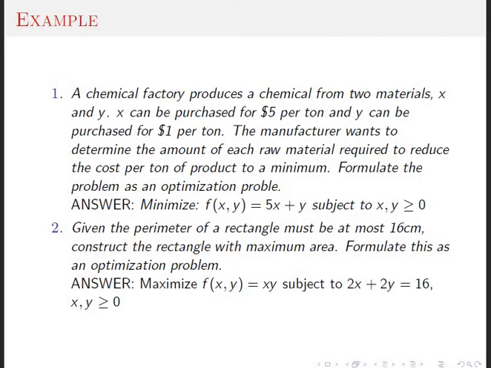Let us consider another example here. Given the perimeter of a rectangle as 16 cm, we have to construct a rectangle with maximum area. Since we have to maximize the area, the objective function can be expressed as maximize f of x,y equal to xy, where x and y are the length and breadth respectively. Here, the constraint is that the perimeter of the rectangle should be 16. Hence, it is expressed as 2x plus 2y is equal to 16. Since the length and breadth are positive, the variables must be positive.